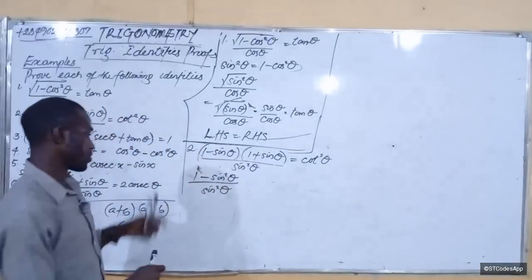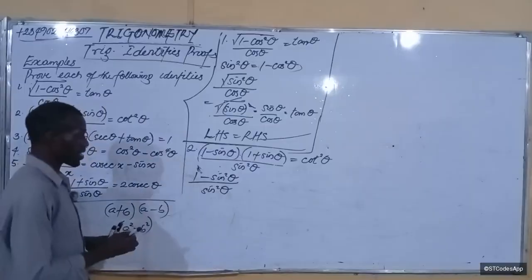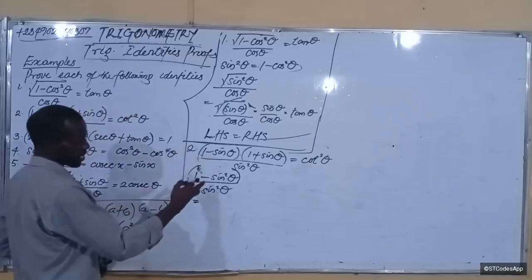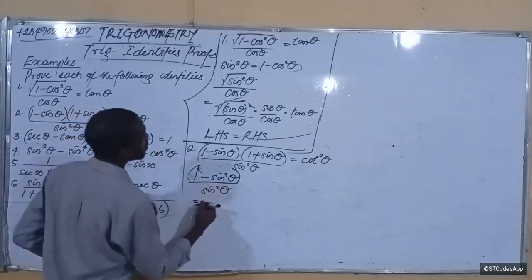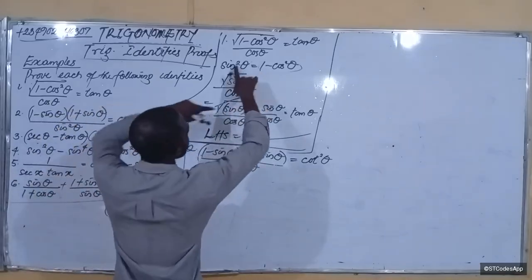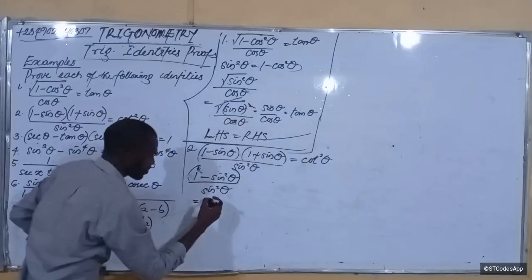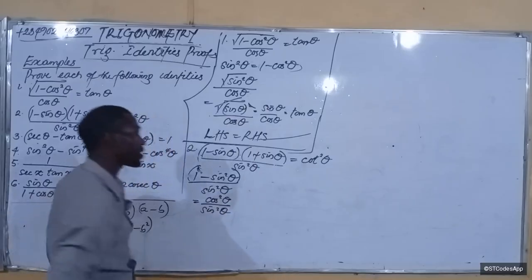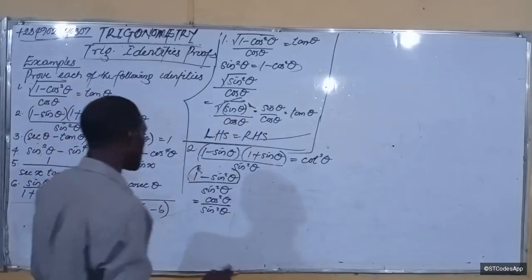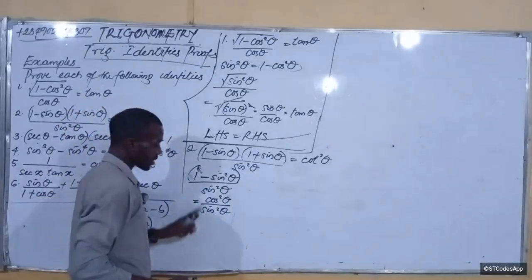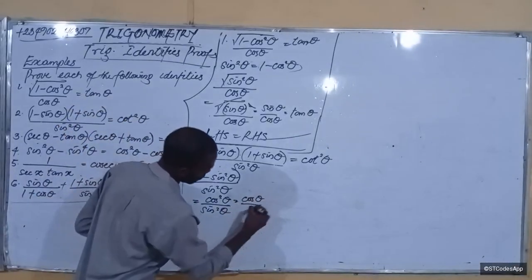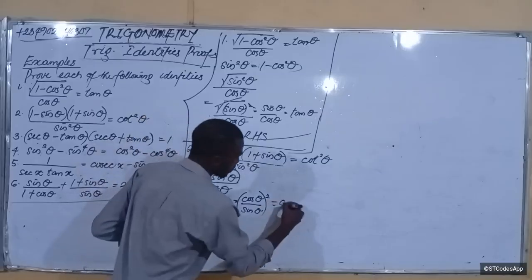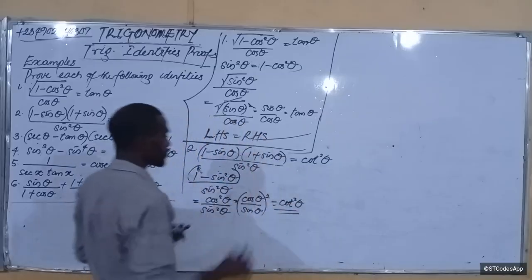You understand? So now from here, we have 1 minus sine squared theta, and we know that 1 minus sine squared theta is cos squared theta, right? So that will be cos squared theta over sine squared theta. Remember that cos theta over sine theta is cot, right? So if you square it, it becomes cot squared theta. So proven.